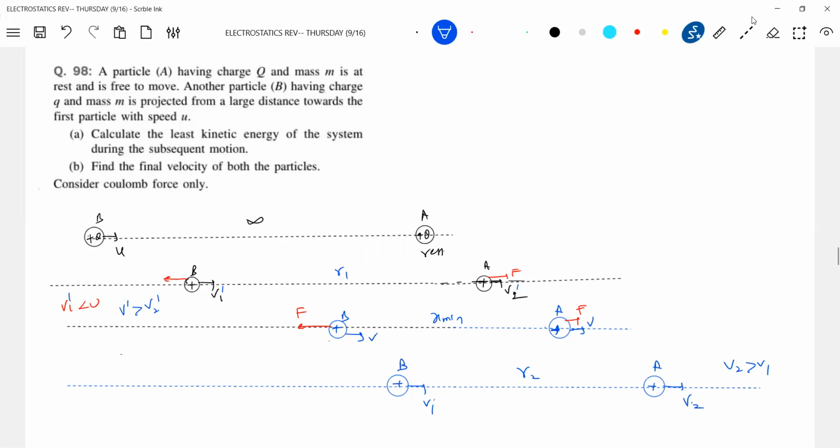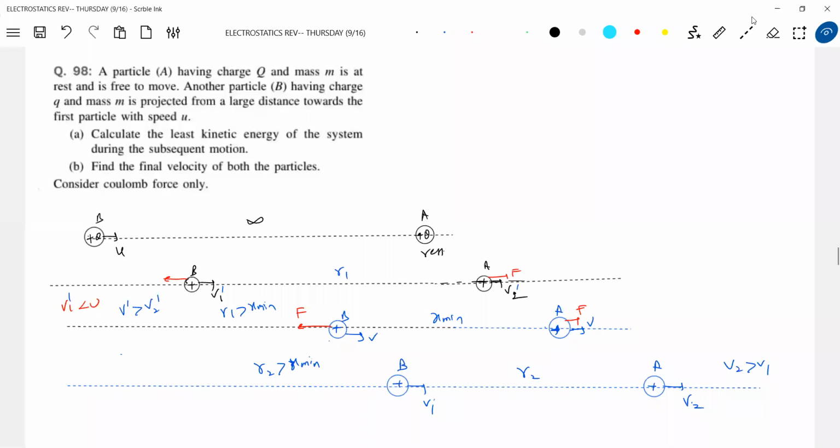Why should the distance increase? Because the velocity v1 will be less than v2, v2 will be greater than v1. The separation between them keeps on increasing. There's an overall picture here. So this is the minimum.